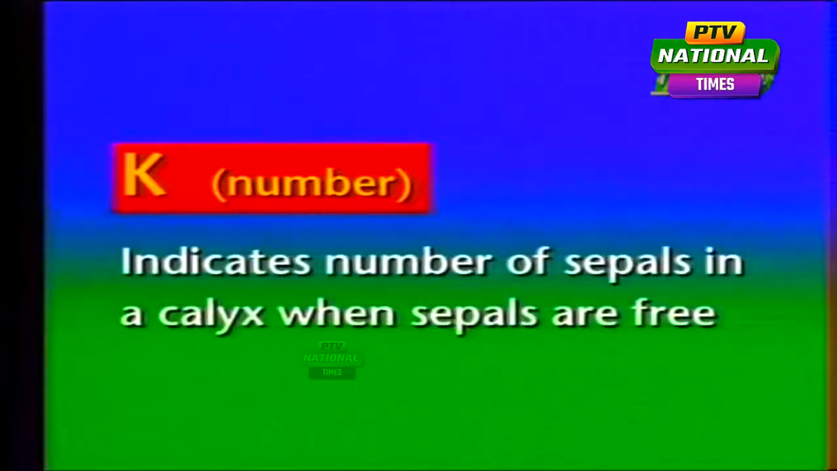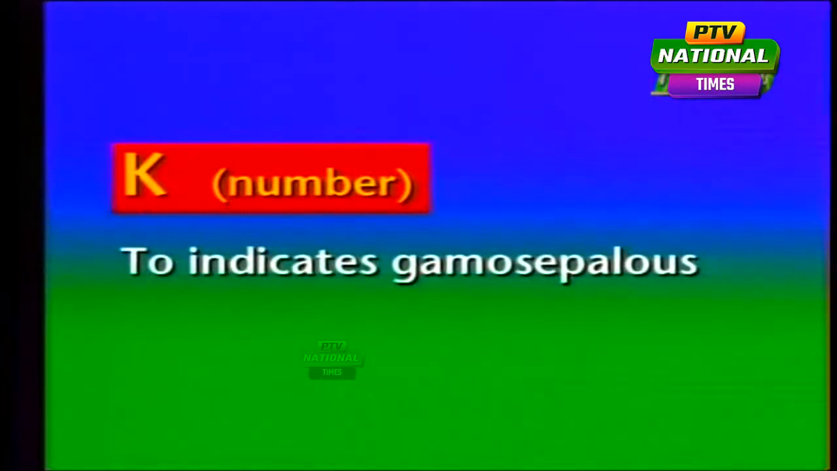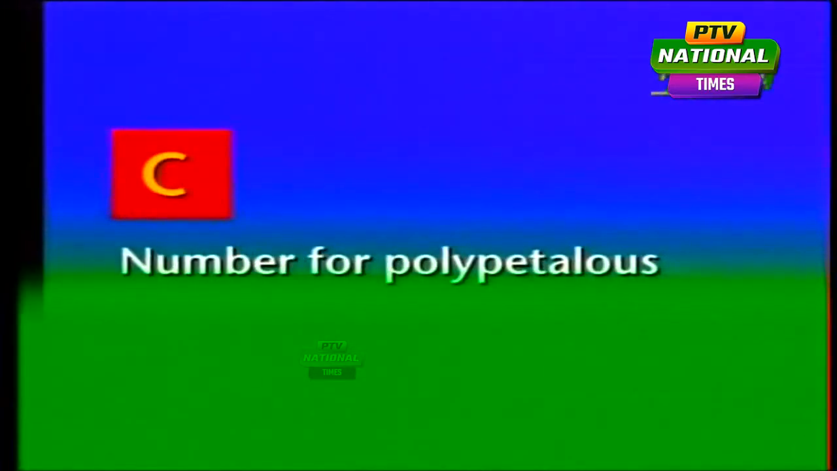Certain letters, symbols, and signs are used in the floral formula to illustrate the various parts of a flower. As shown here in this card, you can see that the letter capital K with an asterisk and a number in the brackets indicates the number of sepals in a calyx when the sepals are free. The capital K with just numbers in the brackets indicates gamosepalous. Capital C with a number is for polypetalous. A capital C with the numbers in brackets is for gamopetalous.